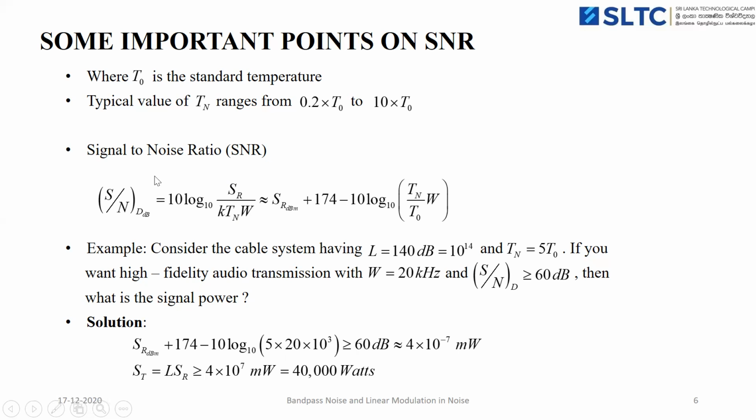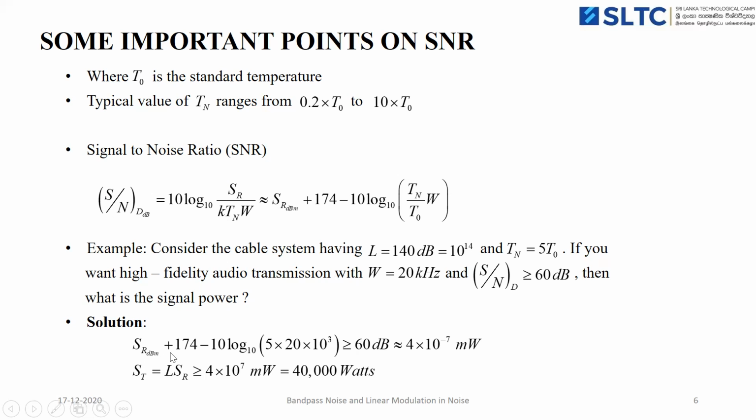For this signal to noise ratio expression, we can see one example. Consider a cable system having transmission loss L equal to 140 dB, which is equal to 10 power 14, and noise temperature Tn equal to 5 into T naught. If you want high fidelity audio transmission with bandwidth W equal to 20 kilohertz, and the destination signal to noise ratio greater than or equal to 60 dB, then what is the transmit signal power? That is the question. So we can use the above formula, the signal to noise ratio in dB.